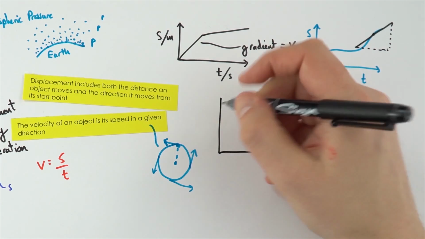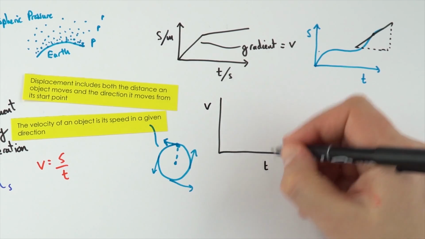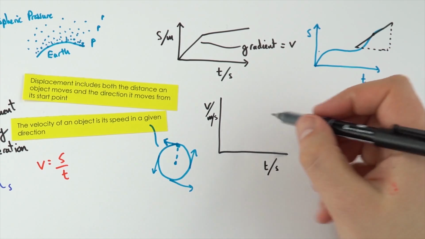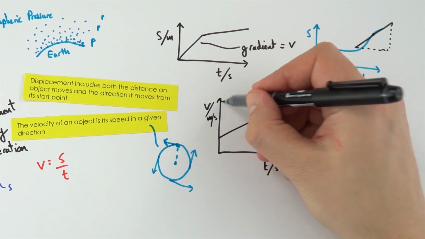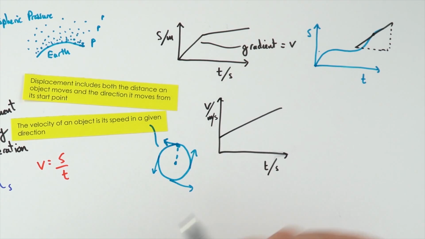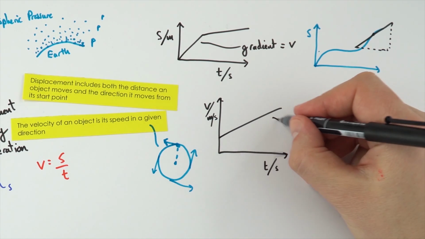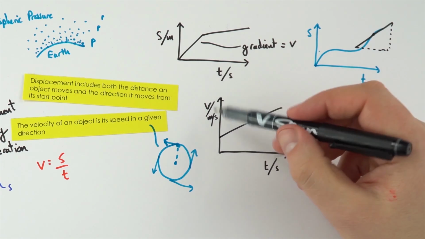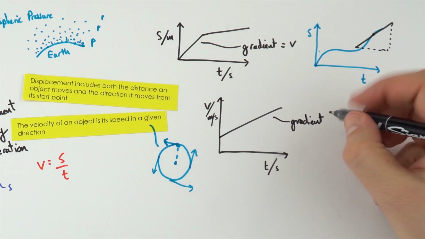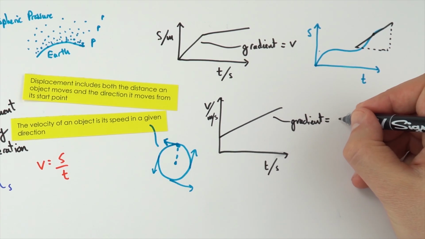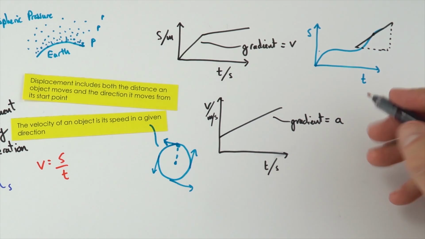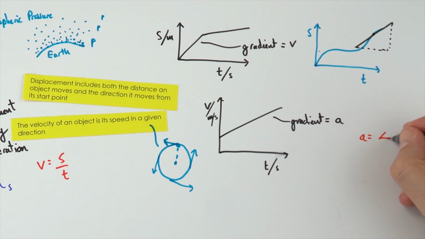Another type of graph which is really useful is the VT graph. This is our speed in meters per second, with time in seconds here, and again we can look at how an object's velocity changes over time. For this graph, the gradient is going to be equal to the rate of change of velocity. We're looking at how quickly that velocity changes per second, and that means our gradient is equal to our acceleration. The equation we can use to work out acceleration is the change in velocity divided by time taken.